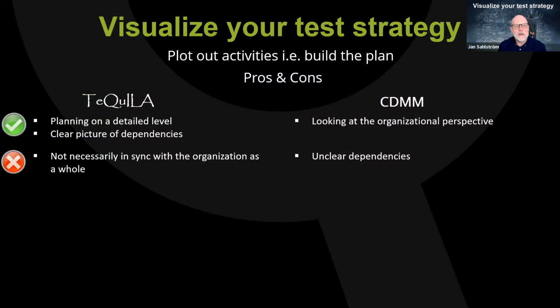There we planned on a detailed level. It was very straight on what we wanted to do. We also had a clear picture of dependencies, which was really, really important for our work. But it was also isolated to the individual team or department, which meant that maybe we're not really in sync with the organization. The CDMM model is looking at the organization, which means that the whole organization should be in sync in this work. But the dependencies and the details are not as clear.